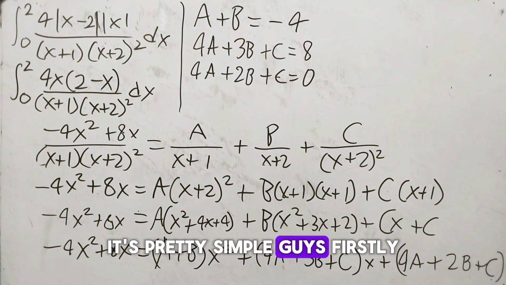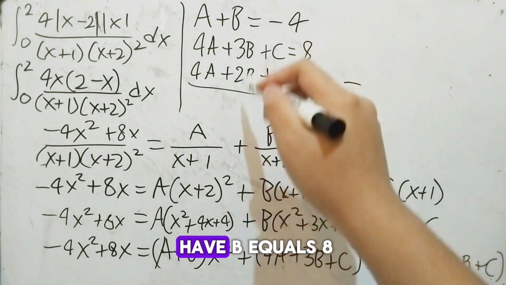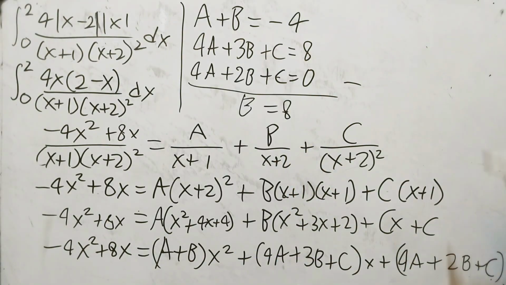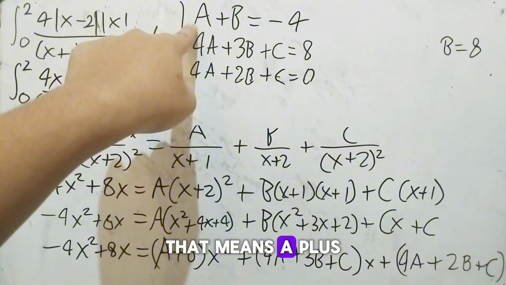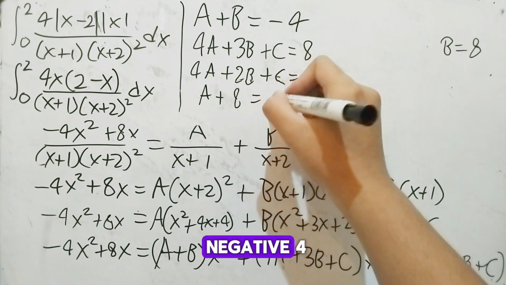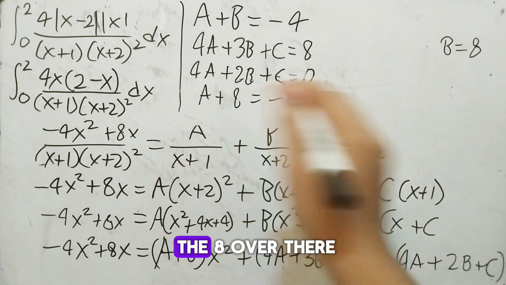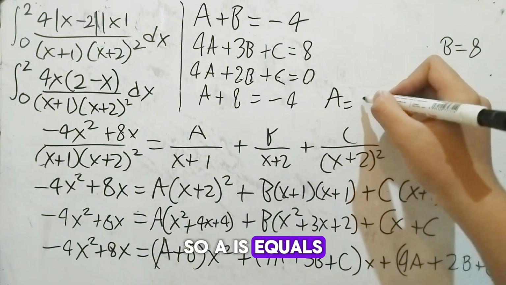It's pretty simple, guys. Firstly, we're going to do this minus this, so we have b equals 8, right? So that's our first one done. I'm going to write it over here. Because our b is 8, that means a plus 8 equals negative 4. What is a? Well, that's obvious. You can just move the 8 over there, so it's going to be negative 12. So a is equal to negative 12.